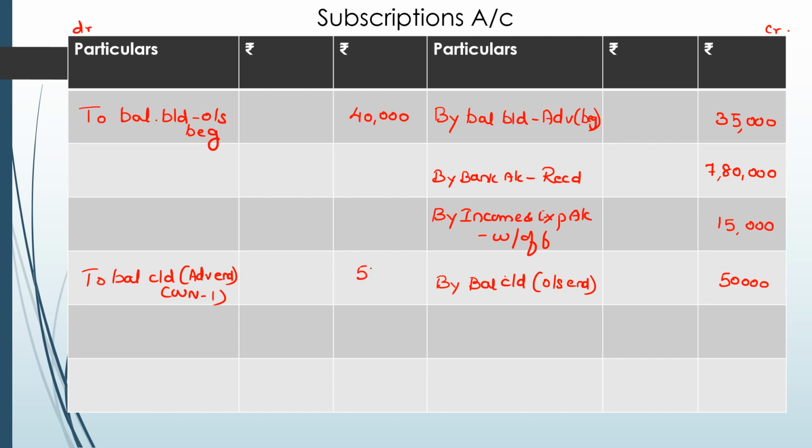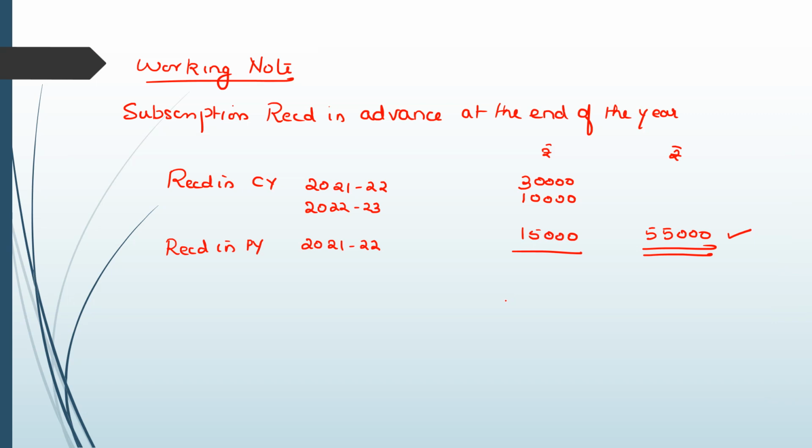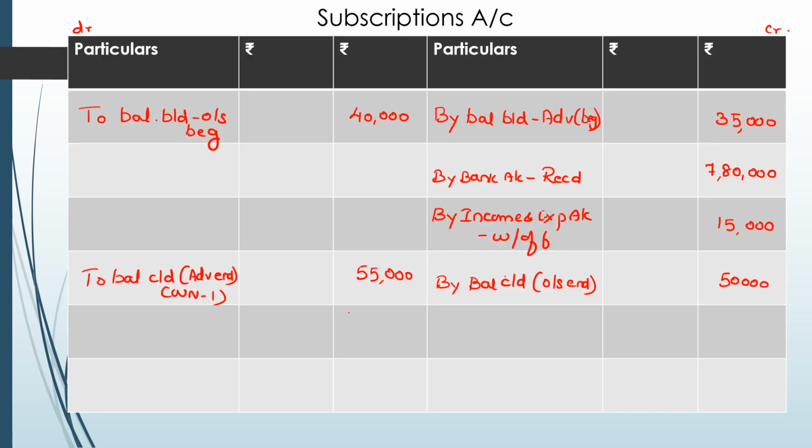Working note 1, 55,000. So you see here, this is subscription received in advance at the end of the year. Out of what is received in the current year, we have 40,000 related to next year and next to next year, and related to the amount which was received in the previous year only, we had received for next year 15,000. Now it's complete. Now we are supposed to close.